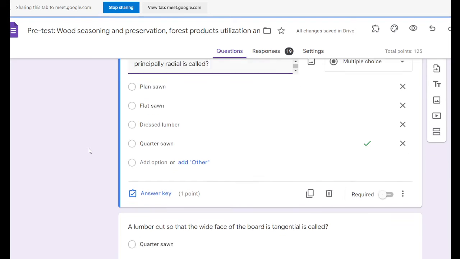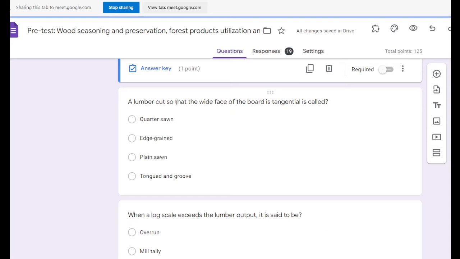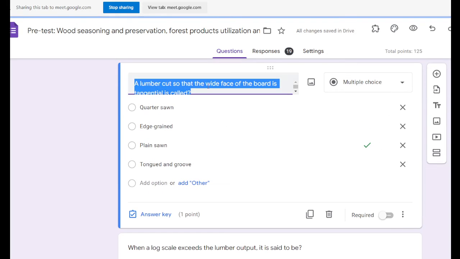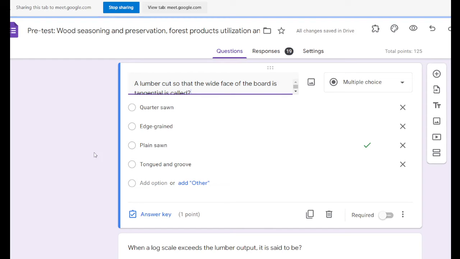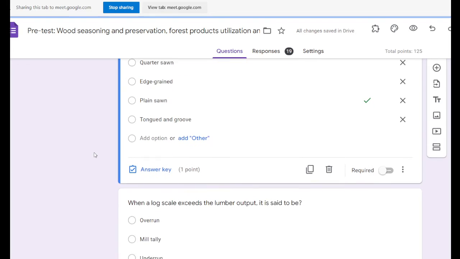Okay? Next. A lumber cut so that the wide face of the board is tangential. It's called plane sawn. Okay? Ang wide side is tangential. Same sa katong kita nyo ganyan nga plane sawn.